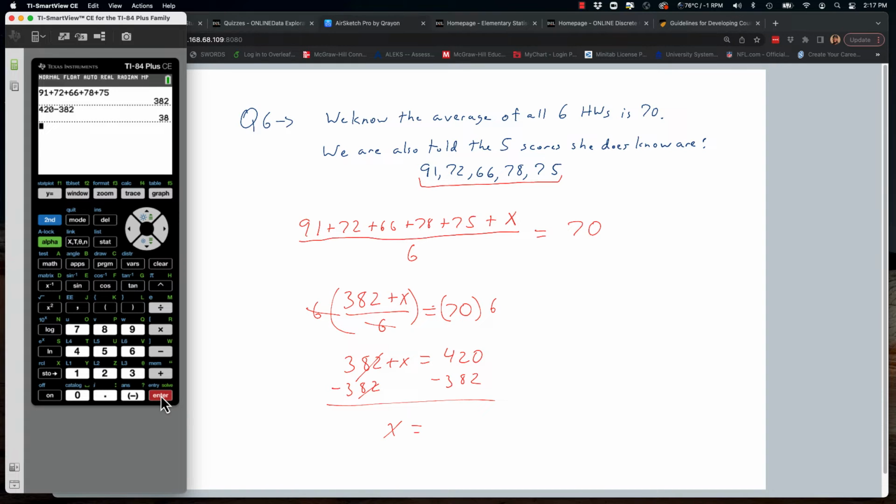is 38. Now you may have had a different set of numbers or whatnot, and you might have got a different answer here, which is fine. But this is the process you go through on any kind of problem where you're looking for the missing data value, but you know the average. So that was question 6.